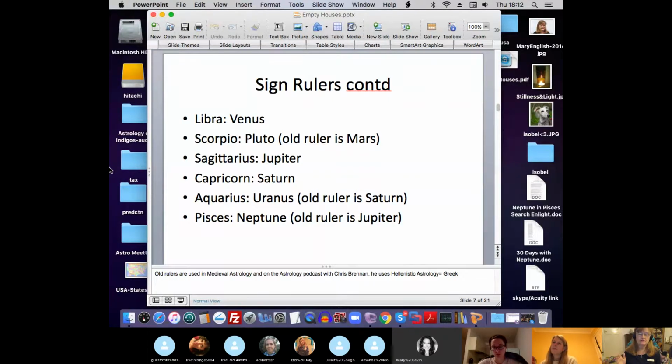Pluto. Sagittarius is ruled by Jupiter, Capricorn is ruled by Saturn, Aquarius is ruled by Uranus, and the old ruler, again, this is an old ruler, is Saturn, and Pisces is now ruled by Neptune, but used to be ruled by Jupiter. Now, the reason is the ancient astrologers could only actually see 9 planets.